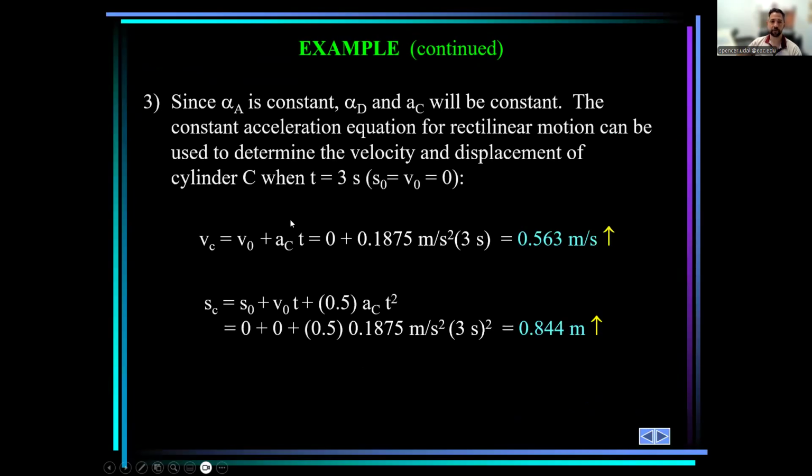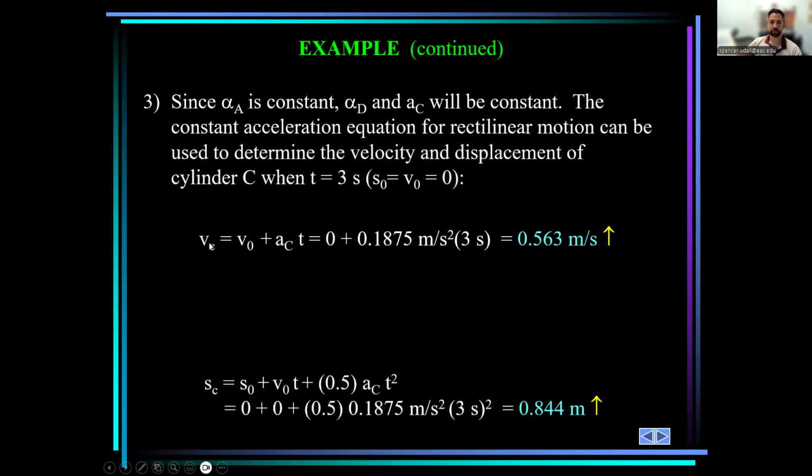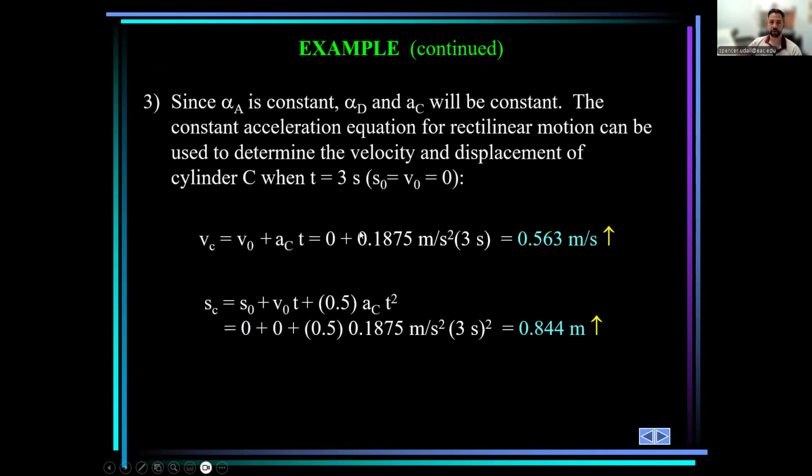So that's the last part. The velocity after 3 seconds would just be constant acceleration, 0.1875, starting from rest, so 0, and 3 seconds. We get a velocity after 3 seconds for the cylinder of 0.563 meters per second going up. And use your constant acceleration for finding the position as well for C, which is the cylinder. Starts from the bottom, 0, starts from rest, 0 velocity, 1/2 a t, with t of 3 seconds squared. And that's what we get for the position that it has moved in those 3 seconds.